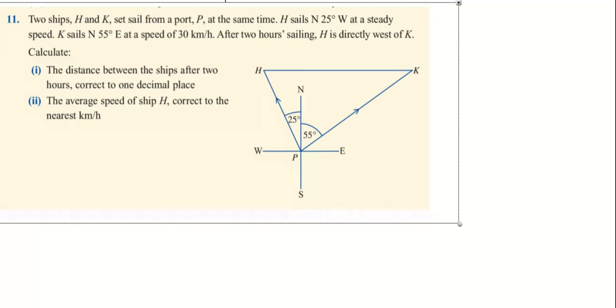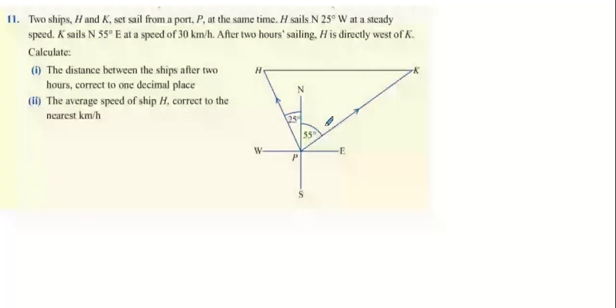K set sail from port P at the same time, so they're both subject to the same time. It's 2 hours though, which is the handy thing. So we know that H is going at... K sails at a speed of 30 kilometers an hour. So this is the direction of K. After 2 hours, how far will it be? 60. 2 by 30 gives you 60.